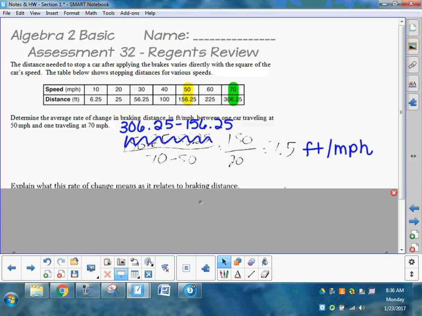Looking at what's there, every one of you should have gotten the correct answer for A. Every one of us. The only one that's tough is the B part of this question, the second half. So what does this mean in context? Marissa D., what does this 7.5 feet per mile per hour, what does that mean?